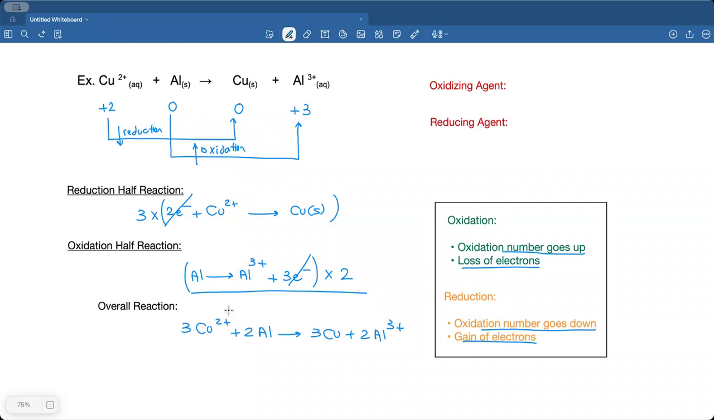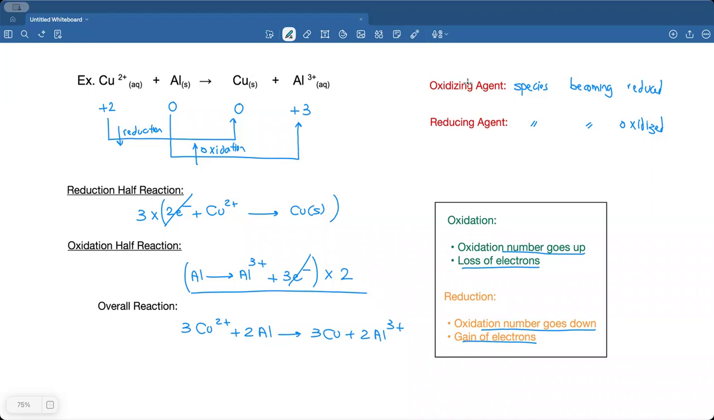One last thing is the terms oxidizing agent and reducing agent and their meanings. An oxidizing agent is the species becoming reduced. Let me write that down. And then the reducing agent is the species becoming oxidized. So basically, the opposite thing happens to them. The oxidizing agent becomes reduced.